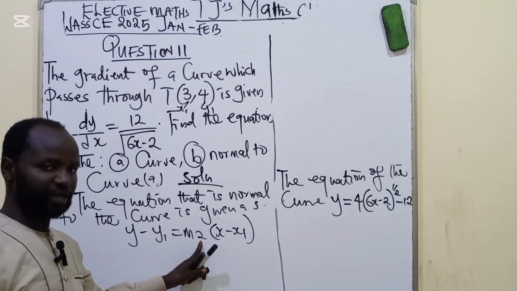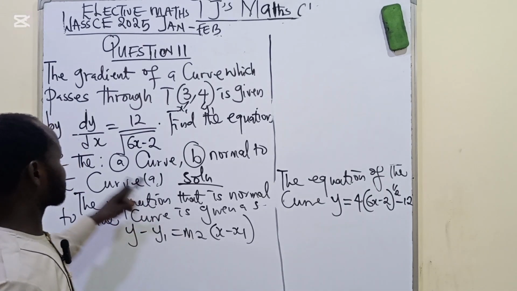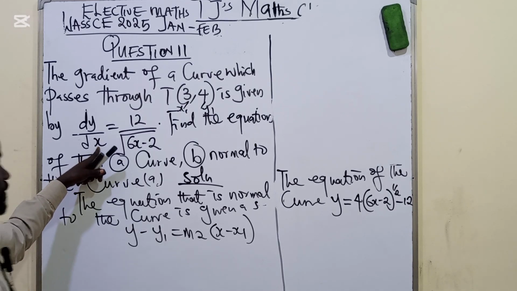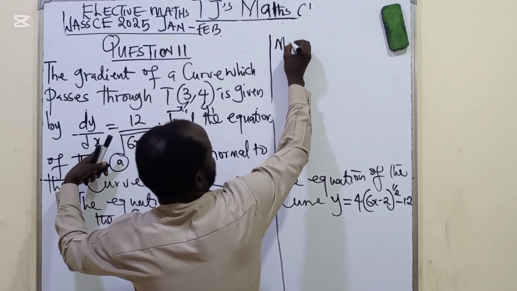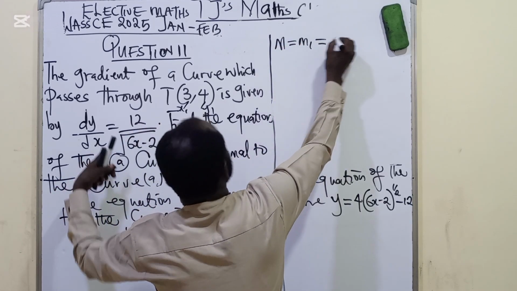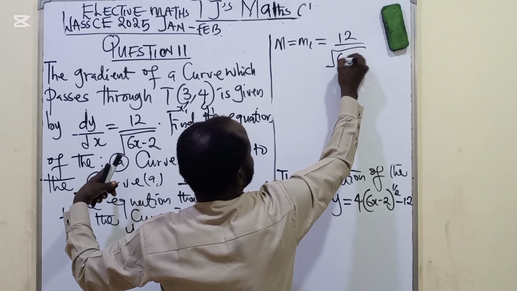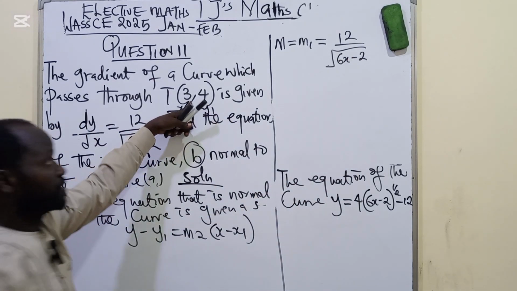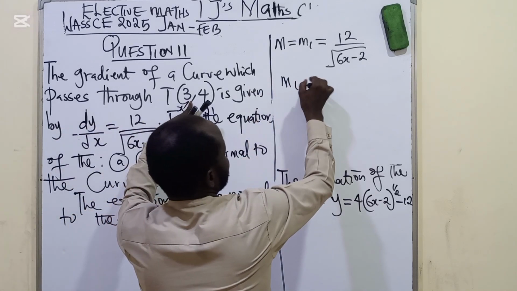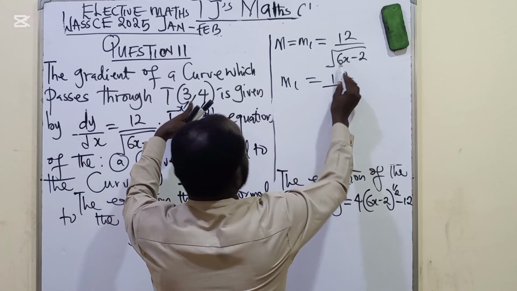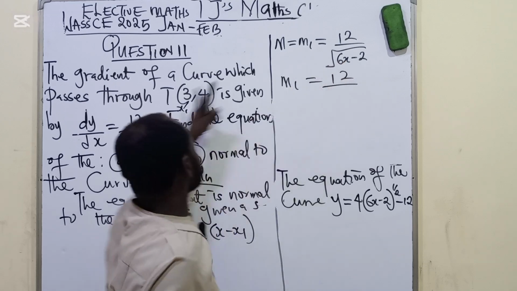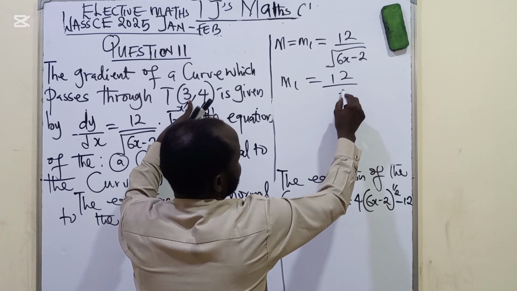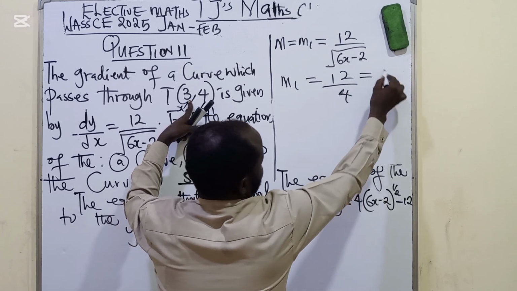So it means we have to find m2, given that we have m1 here. Very important. Our slope m, which is the same as m1, is equal to 12 divided by square root of 6x minus 2. And we know our x as 3 is given from the question. So we can find m1 now, which is 12 divided by square root of, in place of x, 6 times 3, that's 18 minus 2, that's 16. Square root of 16 is 4. 12 divided by 4, that's 3.